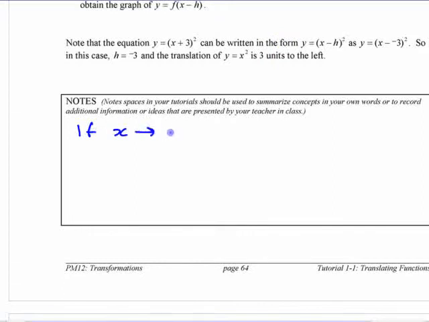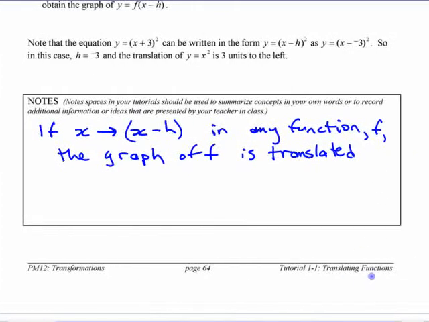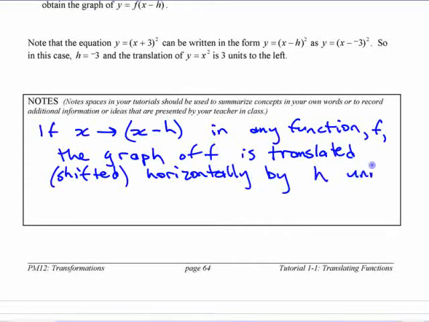If x is replaced with x minus h in any function, and we could call this function f, right? In any function f, the graph of f is translated, or in other words, that means shifted, horizontally by h units.